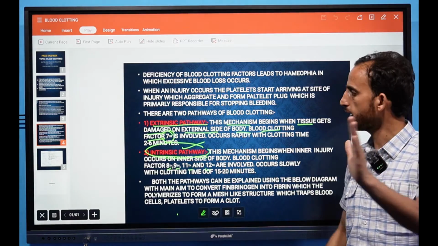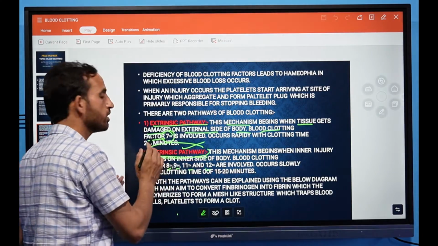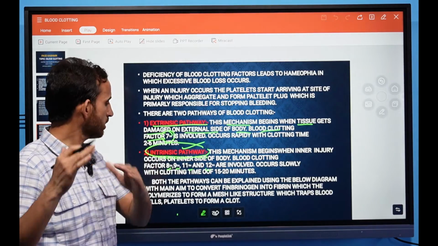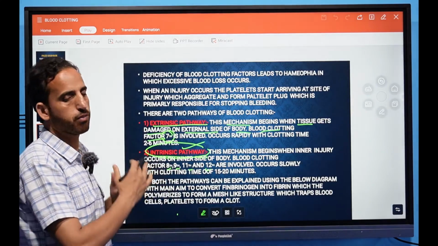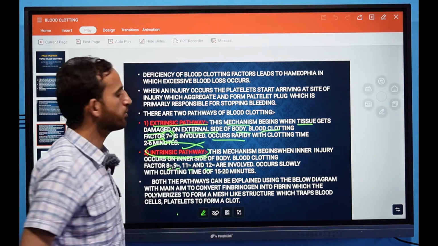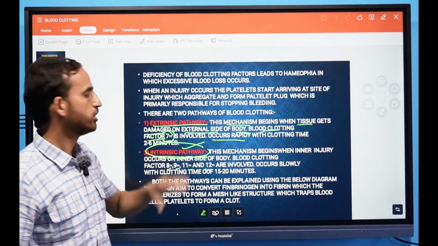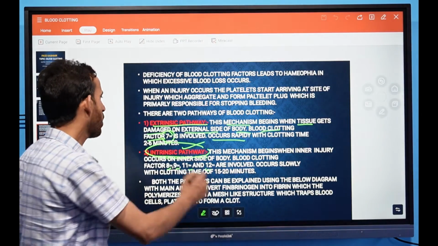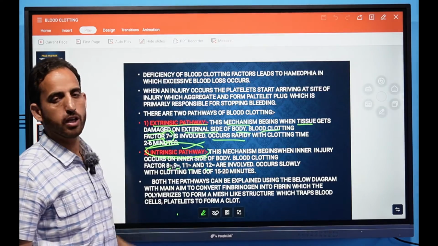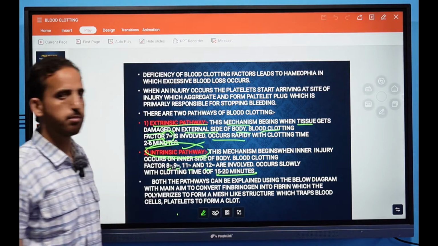So another difference is that in the case of the extrinsic pathway, the 7th blood clotting factor is involved, but in the intrinsic pathway, the 8th, 9th, 11th and 12th blood clotting factors are involved. The third difference is very important. The extrinsic pathway occurs very rapidly. That means blood clotting takes less time during the extrinsic pathway, 2 to 6 minutes. But the intrinsic pathway takes time, and it always takes 15 to 20 minutes.